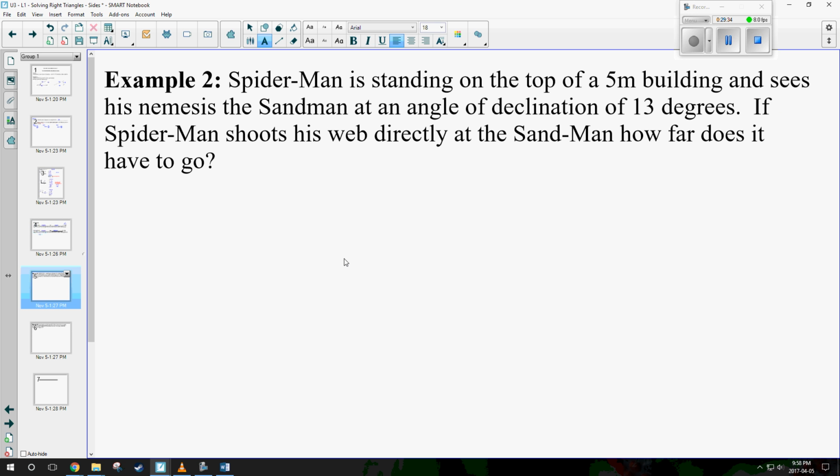For this example, we're looking at some word problems here. So in this example, we have Spider-Man. He's standing on the top of a 5-meter building, and he sees his nemesis, the Sandman, at an angle of declination of 13 degrees. If Spider-Man shoots his web directly at Sandman, how far does it have to go?